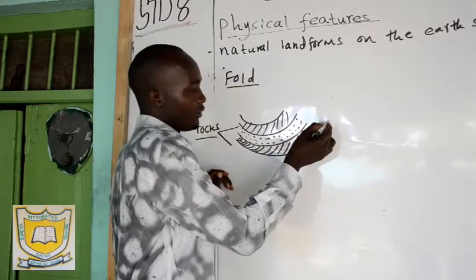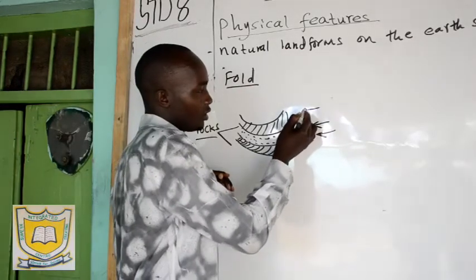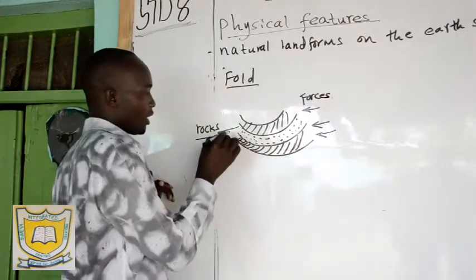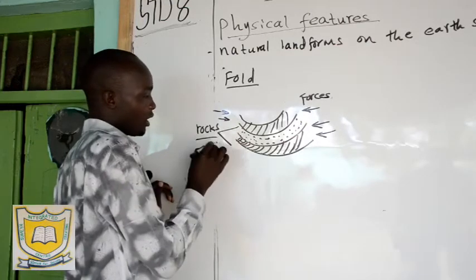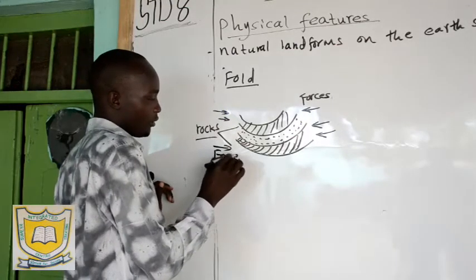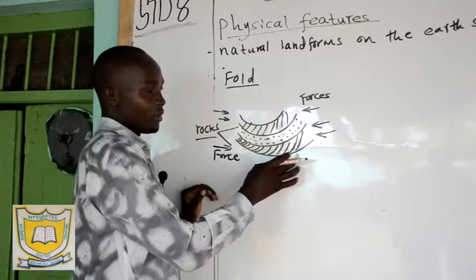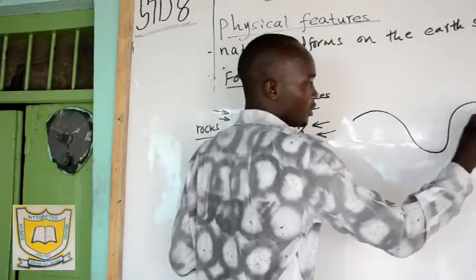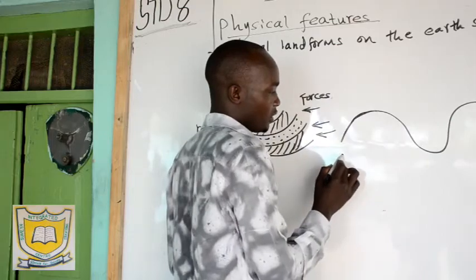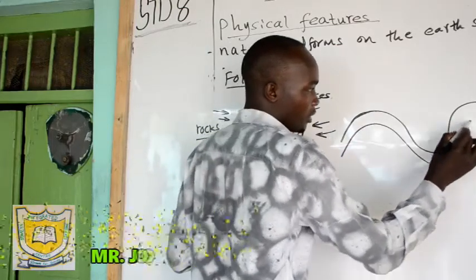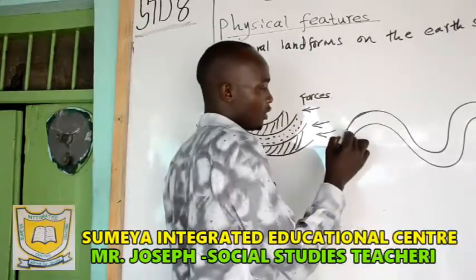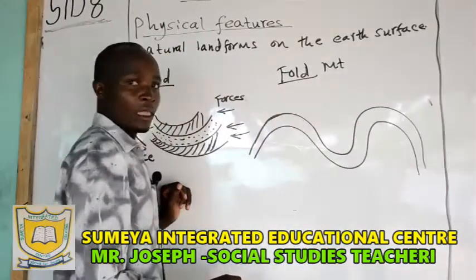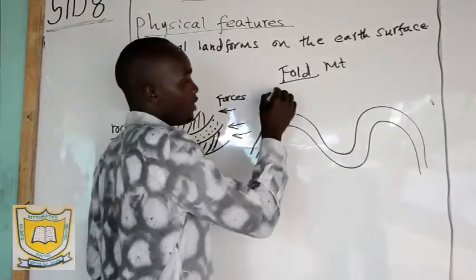So we have forces from this direction. So these are forces. We have also from this direction another force. Force also applies from this direction. Now after folding of this mountain, folding is now bending. So it becomes something like this, or like this. This is now a fold mountain. And then this raised part, we call it the anticline.